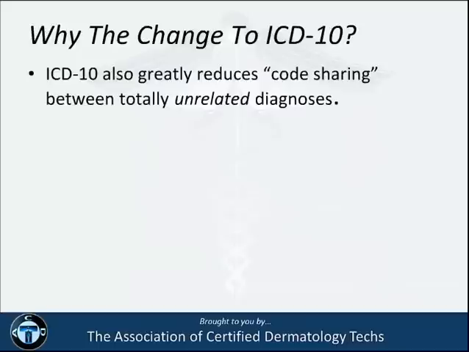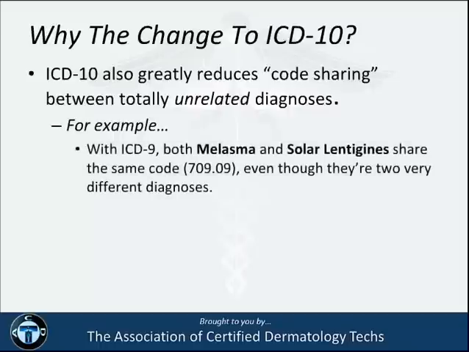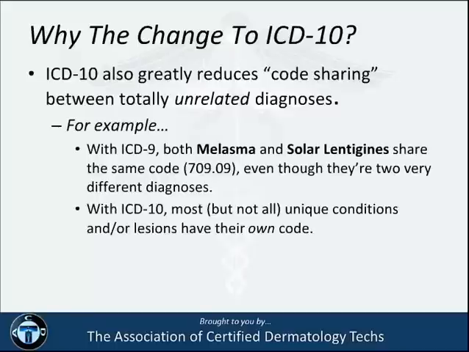ICD-10 also greatly reduces what often seems to be completely illogical code sharing between totally unrelated diagnoses. For example, with ICD-9, even though melasma and solar lentigines are two very different diagnoses, they both share the same code of 709.09. In fact, there are quite a few such shared codes in ICD-9. With ICD-10, most unique conditions or lesions will have their own code. Using those same diagnoses as an example, melasma has its own code of L81.1, and solar lentigines will have their own code of L81.4. And therein lies both the beauty and the frustration of ICD-10.